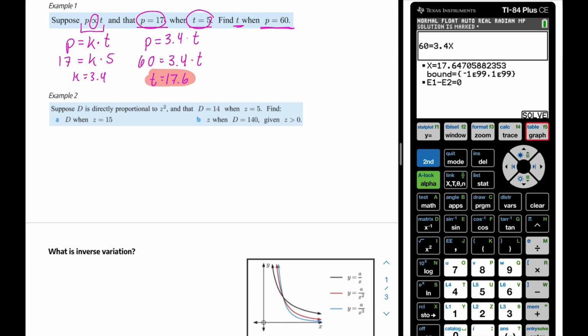Now let's try another one. Suppose that d is directly proportional to z squared, and that when d is equal to 14, z is equal to 5. Find the following.